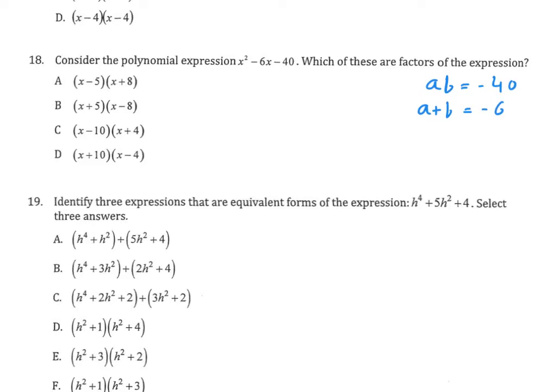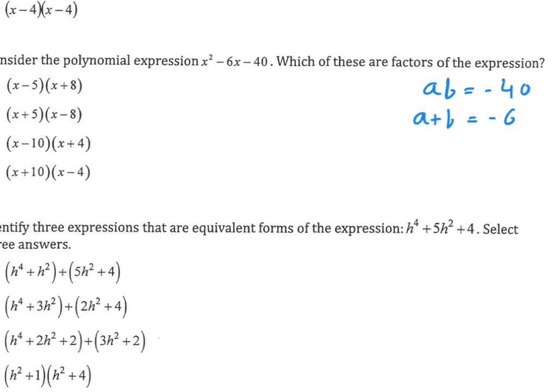So let's find two values. If you multiply them, you get negative 40. So what possibilities do we have? We can have maybe negative 5 times 8, right?